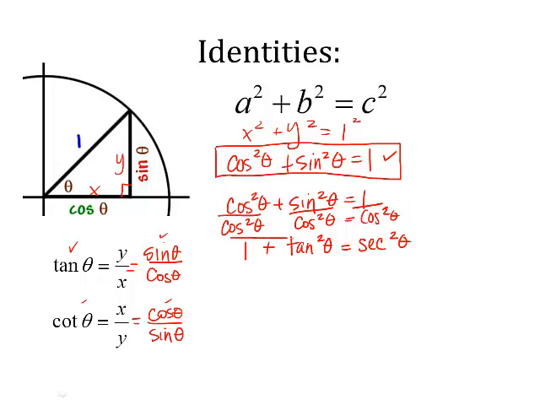Alright, so here's another trig identity you will use. If you know the tangent of an angle, you can find the secant, basically, without having to do triangles and all that good stuff. You can just use this equation.